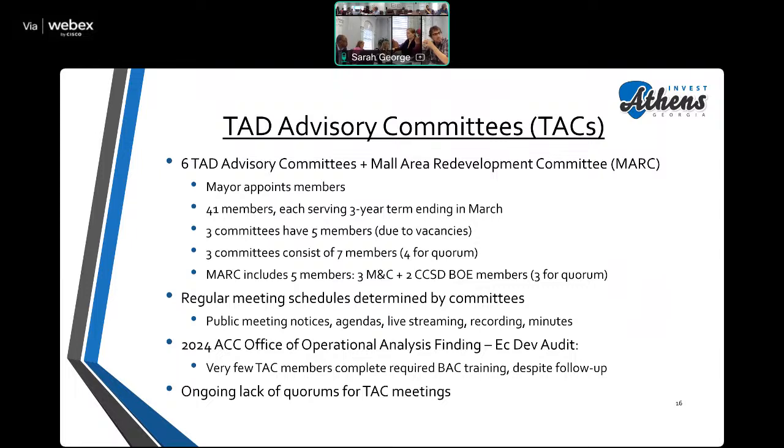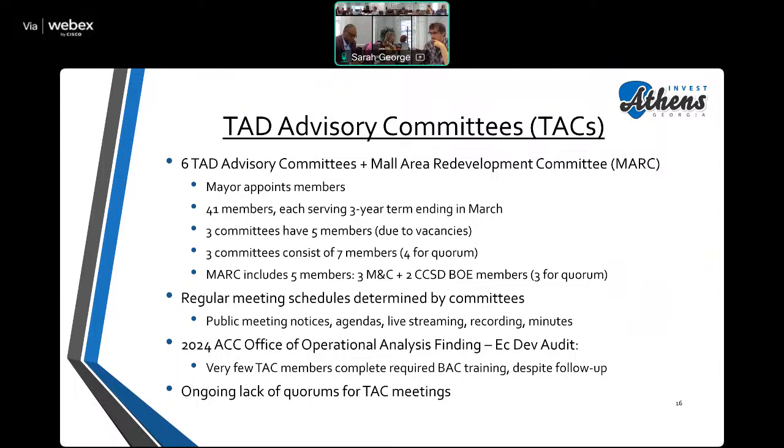The regular meeting schedules are determined by the committees. It really depends on the committee and where they are as far as the orientation process. It takes quite a while to orient these committees, because it takes a while to figure out how much infrastructure costs, what the land use plan looks like, and what the comp plan for this area looks like. It's basically a crash course in local government and local government infrastructure.